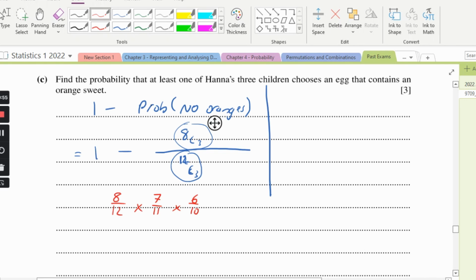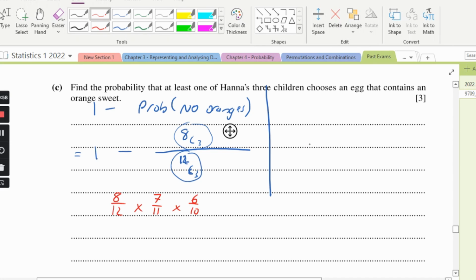So if they're only picking 1 egg each, there's 3 picks happening, and they've got to pick from the non-orange. Okay, so to pick from the non-orange is this bit here. There's 8 non-oranges, and we're choosing 3 of them. Okay, and then we're going to put that over the total number of choices you can make, which is 12 choose 3. And that's the probability that they don't pick an orange. But we want to find the probability that there's at least 1 orange. So we just do 1 take away that. Okay, now I understand.